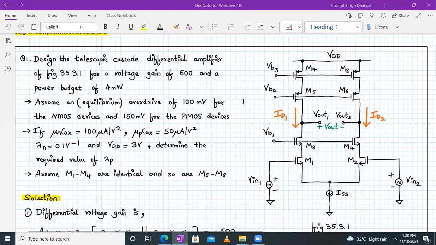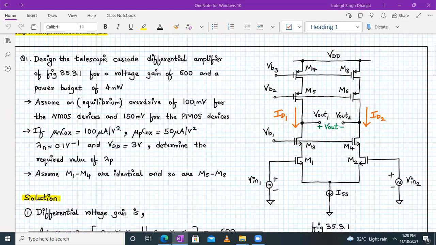It says: design a telescopic cascode differential amplifier for a voltage gain of 600 in magnitude and a power budget of 4 milliwatt. These two constraints they have given, and also they have given that we should assume an overdrive of 100 millivolt for the NMOS devices. Overdrive means VGS minus VTH, of 100 millivolt, and 150 millivolt for PMOS devices.